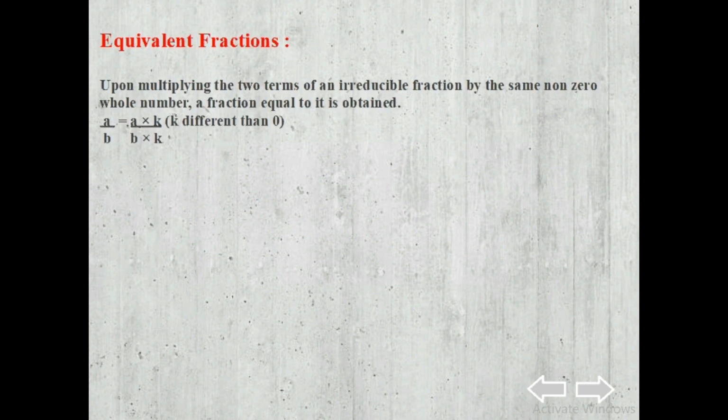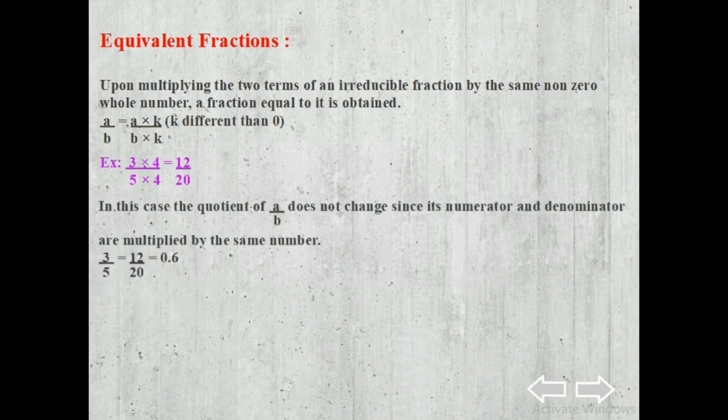Equivalent fractions. Upon multiplying the two terms of an irreducible fraction by the same non-zero whole number, a fraction equal to it is obtained. Let a over b be an irreducible fraction. If you multiply a by k and b by k, k being different than 0, we obtain an equivalent fraction. Example: 3 over 5. 3 times 4 over 5 times 4 is equal to 12 over 20, which is an equivalent fraction of 3 over 5. In this case, the quotient of a over b does not change since its numerator and denominator are multiplied by the same number.